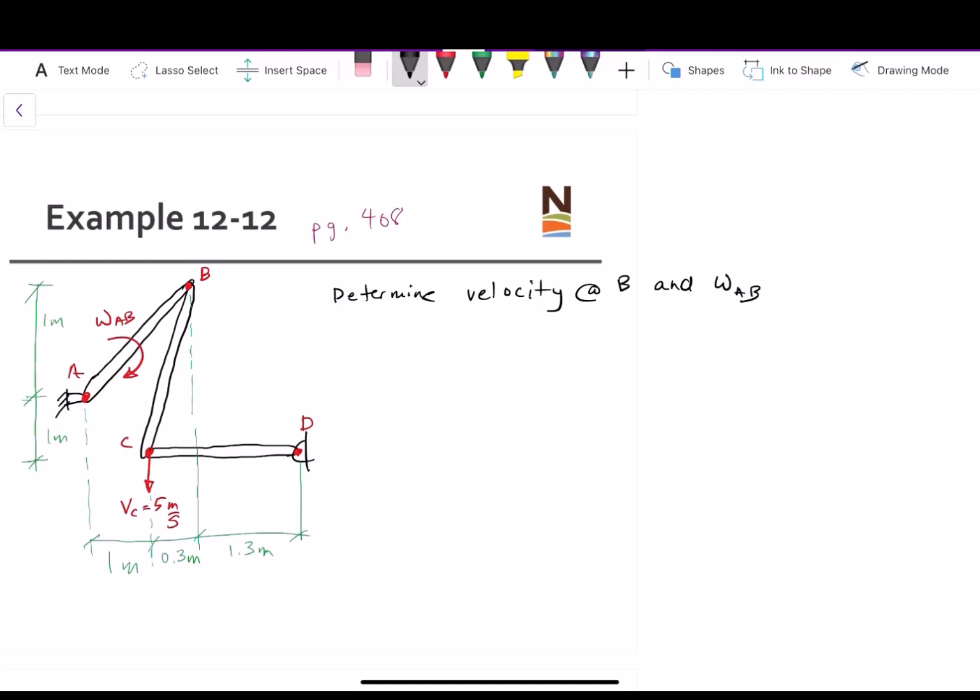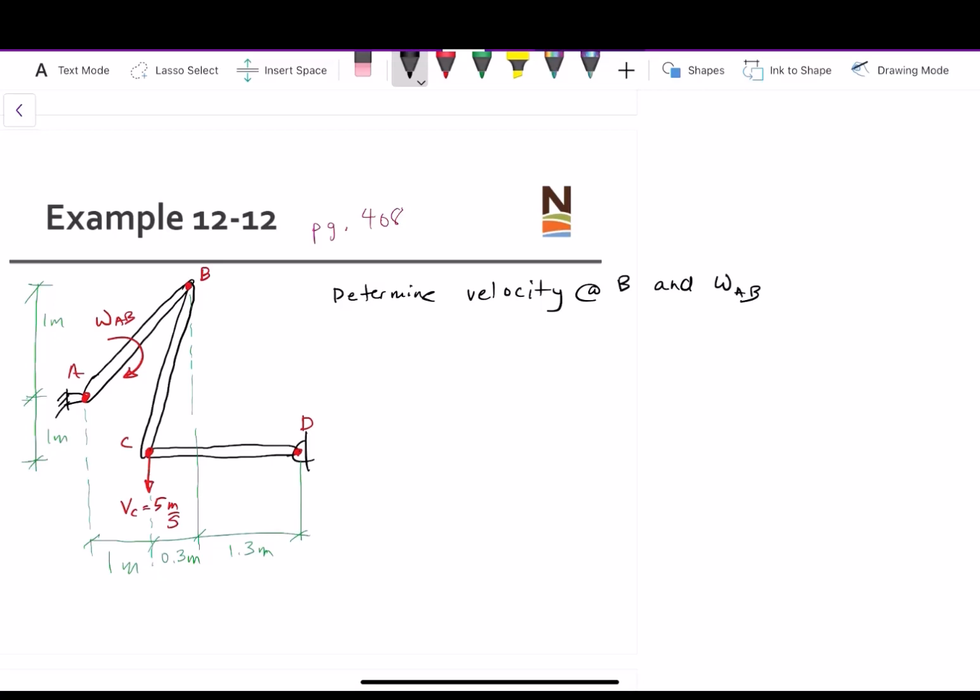Okay, so in this problem, it asks to determine the velocity at B and the angular velocity omega AB. We are given that the velocity at point C is 5 meters per second downwards. Based on the motion of link CD being downwards, it is assumed that at this instant, the angular velocity of AB would be clockwise. So I've shown it here. And as I've said before, if you do get the wrong direction, it's not the end of the world, because you'll just end up with a negative value.